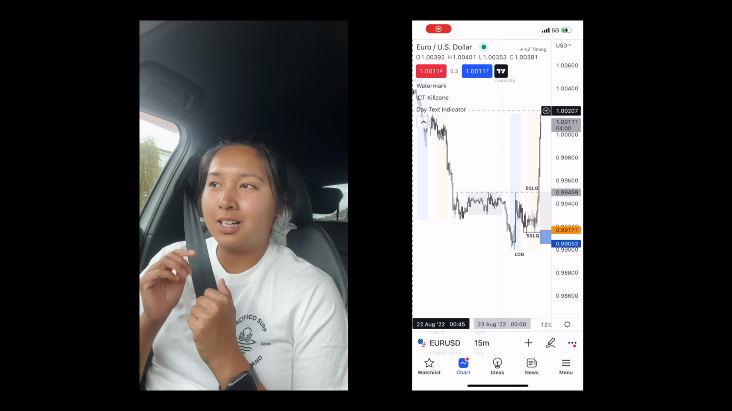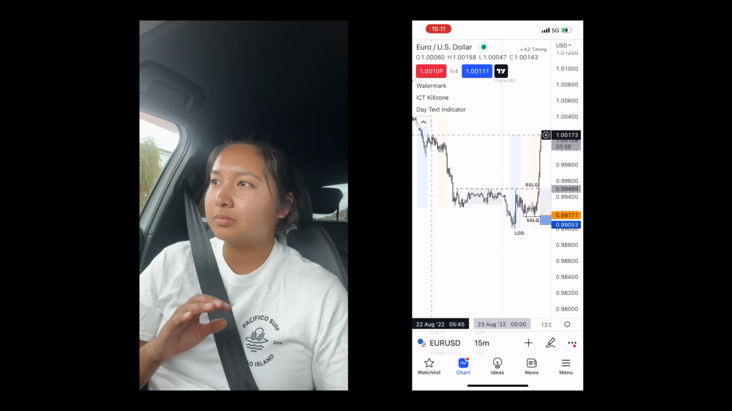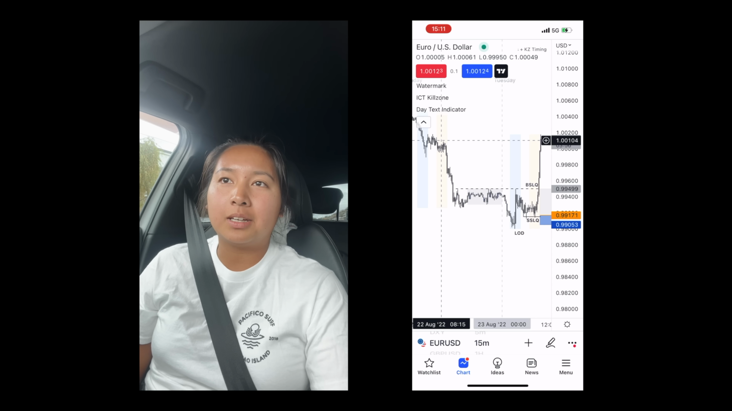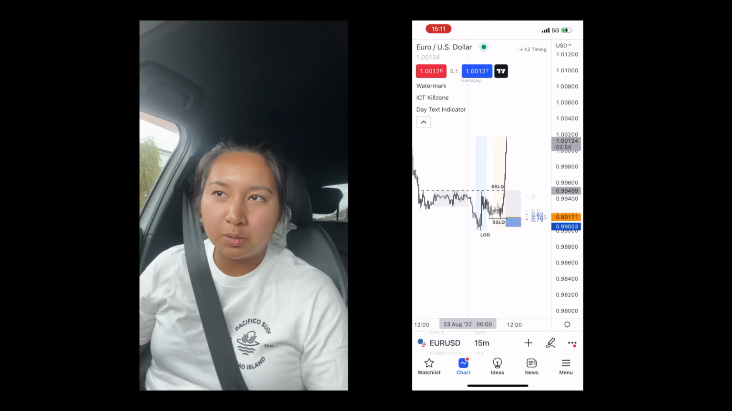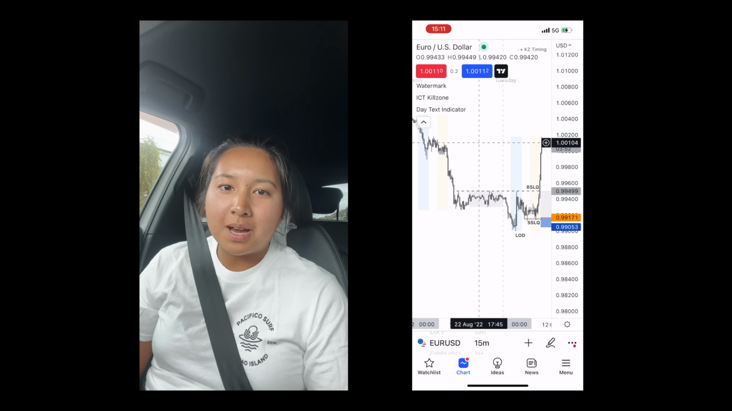So guys, I am currently out driving and just putting up a screen recording of that Euro Dollar long setup. You can see that it hit that buy side liquidity, filling all the imbalance. With that said, it's just cool to see the market playing out, respecting things to a T.